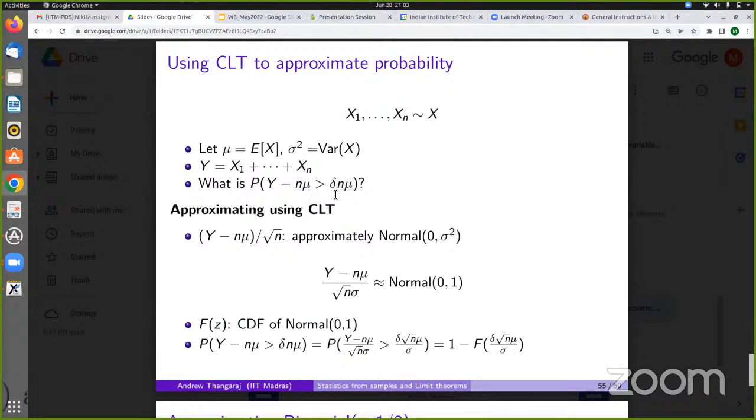Let's say delta is 0.1, n is 100, and mu is 2. What is the value of it? 0.1 into 100 is 10. Correct. 10 into 2 is 20. And n is whatever number of samples it is.